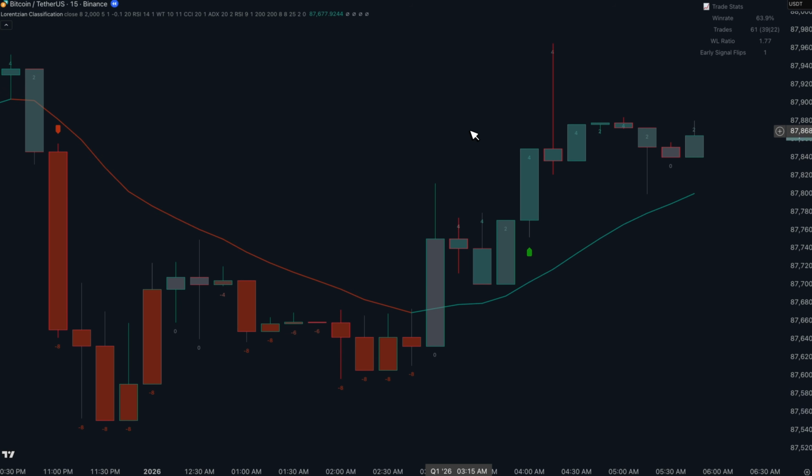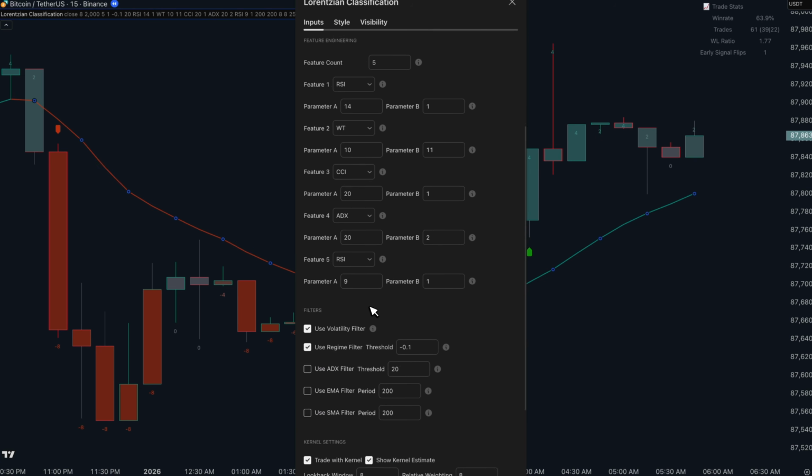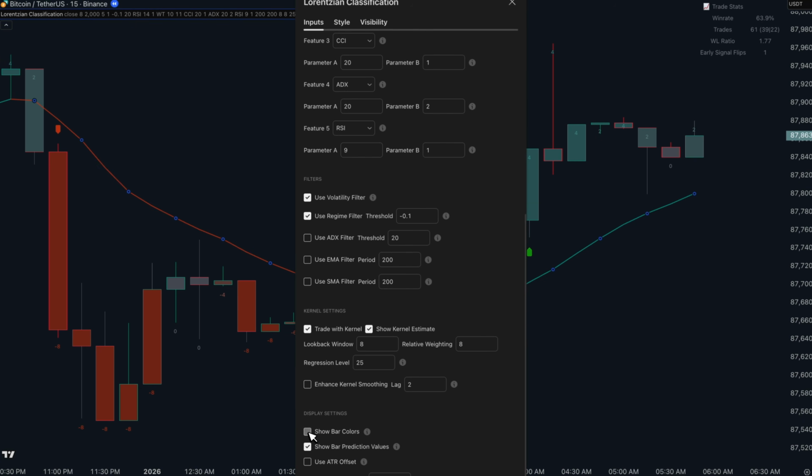These numbers are educational, so I'm disabling them now for a cleaner chart. We'll focus on the signals and the kernel line instead. We will also change the bar colors to actual bar colors and uncheck this option here.